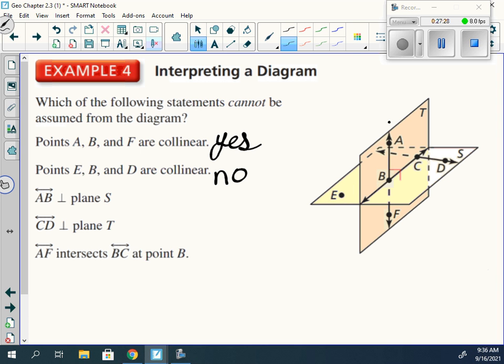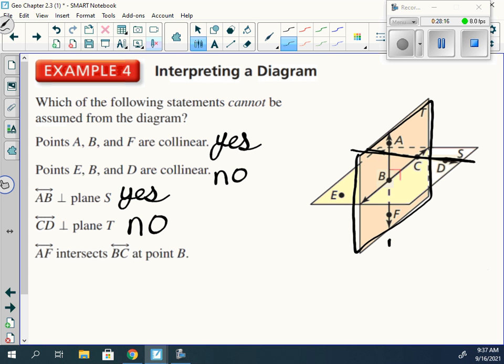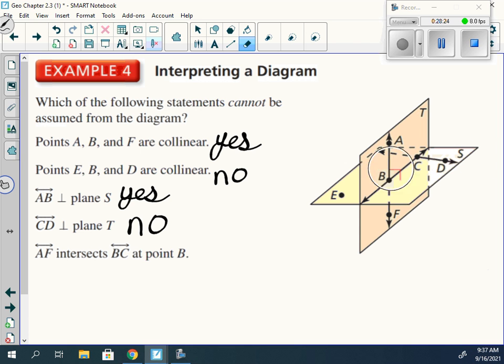Line AB is what? This here means perpendicular to plane S. So does AB intersect plane S at a right angle? Yes. So can we say that AB is perpendicular to plane S? Yes. Can we say that line CD intersects plane T at a right angle? Is CD perpendicular to plane T? No, because we do not have a right angle marker at their intersection. It could be, but because we are not told that CD intersects at a right angle with plane T, we cannot assume it.